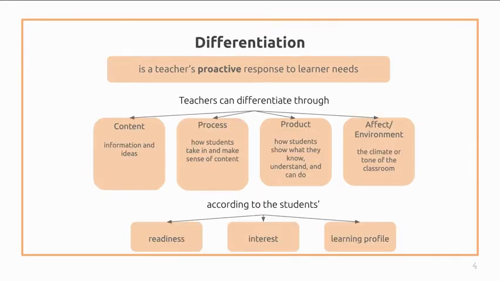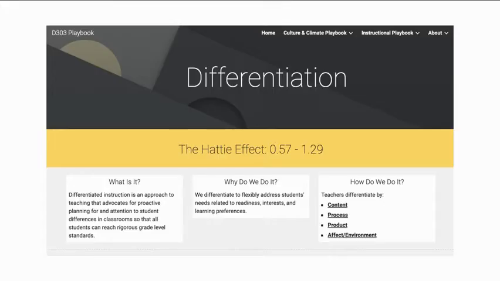With these conditions in place, educators can differentiate the content, the learning process, the products the students create, and the affect or environment. We differentiate according to student readiness, interest, or learning profile. Differentiating instruction improves learning for students. Because there are many strategies that can be used to differentiate due to the varying needs educators address, we define the effect size as a range.